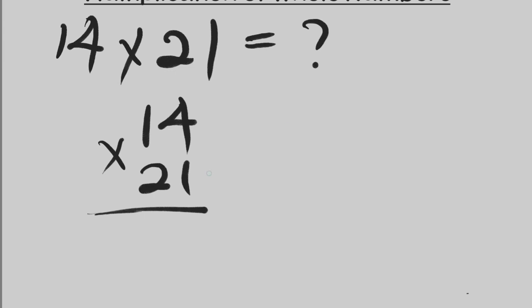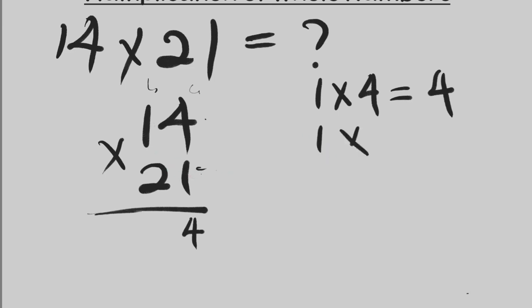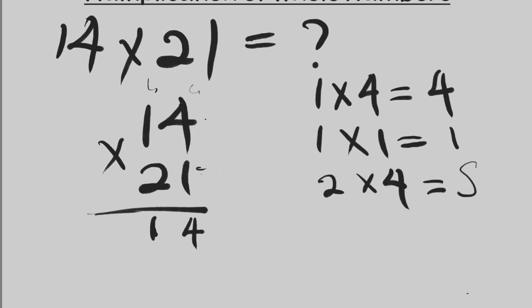We're going to say 1, this and this one. 1 times 4, that's equal to 4. Okay. So we're going to write a 4 right here. Then we're going to do this. I'm going to call this A, B, C, D. So we're going to do C and B now. So 1 times 1 is equal to what? 1. So we're going to write 1 right here. Then we're going to do the 2 times 4. 2 times 4 is 8. So we'll write 8 right here.